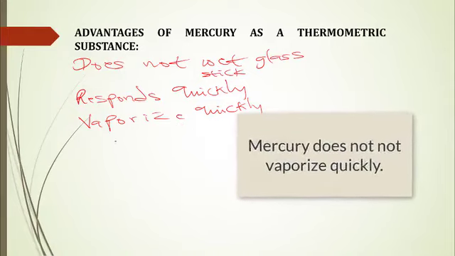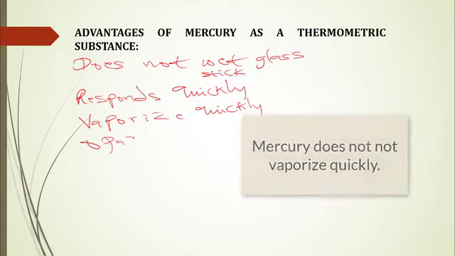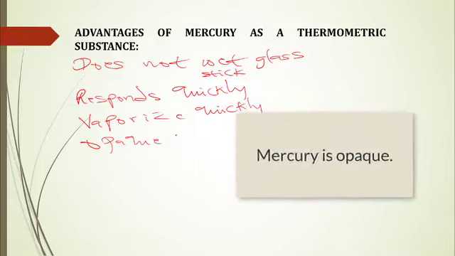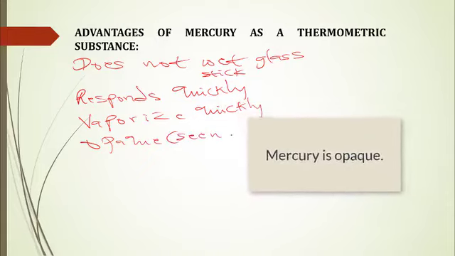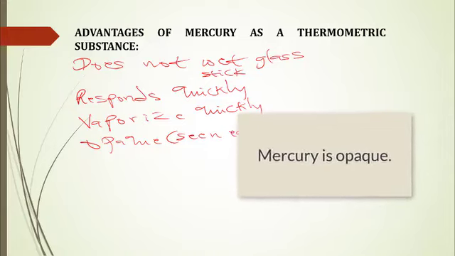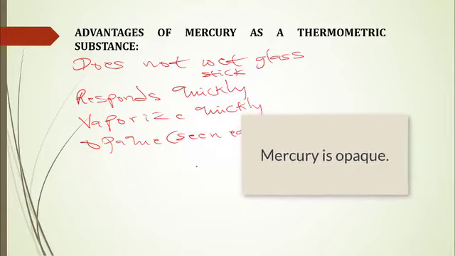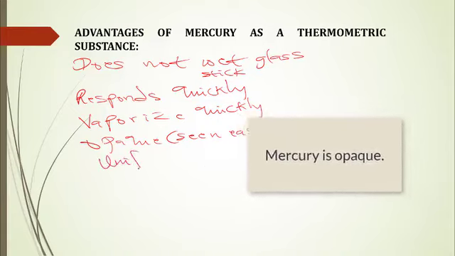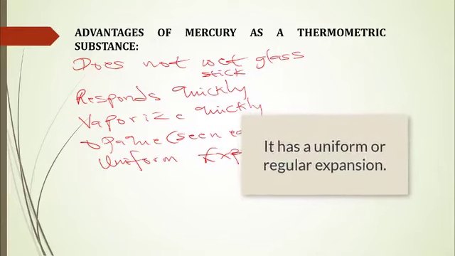Another reason why mercury is used as a thermometric substance is because mercury is opaque. Mercury is not transparent. Because mercury is opaque, it can be seen easily. It has a slight yellowish color, so it can be seen easily. The ability to see it easily makes it easier for us to take readings with very minimal level of inaccuracy. Another advantage of mercury is that it has a regular or uniform expansion. In other words, it expands uniformly.